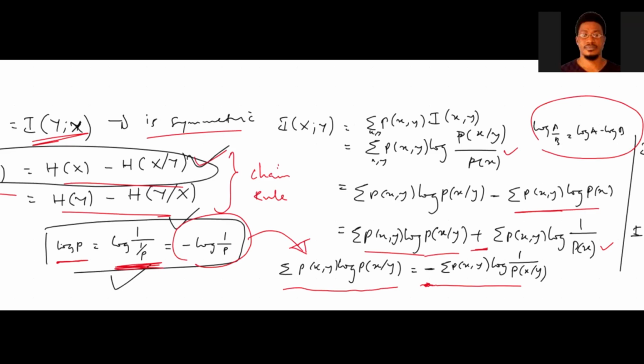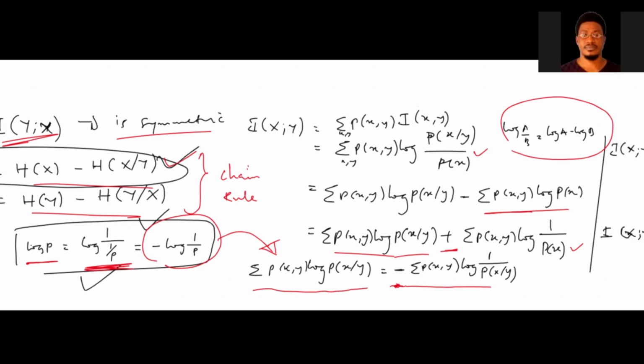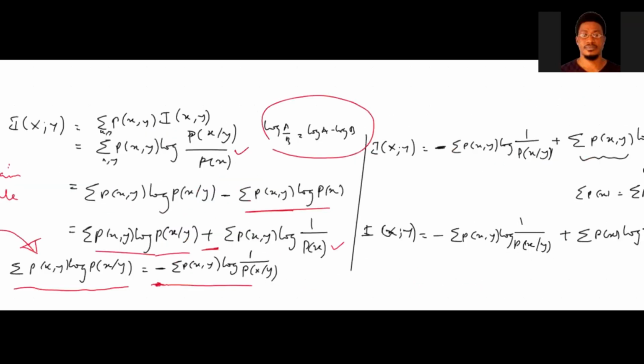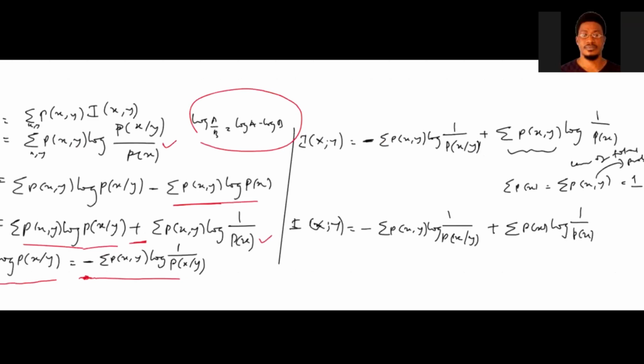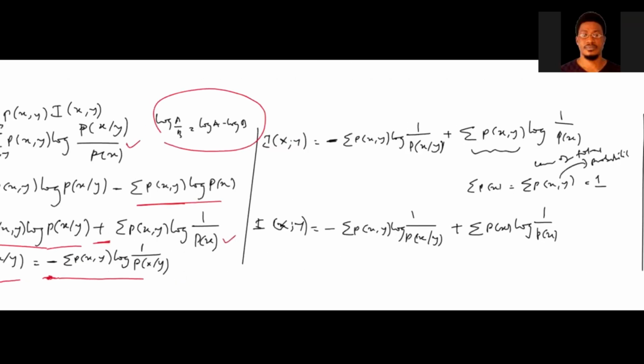So we have sigma P of X, Y, that's the joint distribution, log the equivocation, right? So this now is the same as negative the expected value, under the joint distribution, of log 1 over the equivocation, which is something like this. That's what I just did here. Does it make sense? Yes, sir.